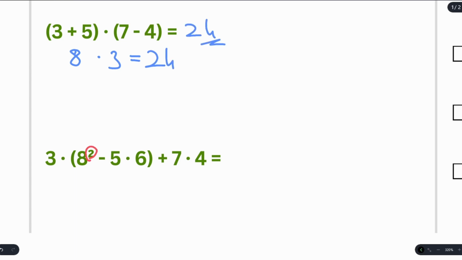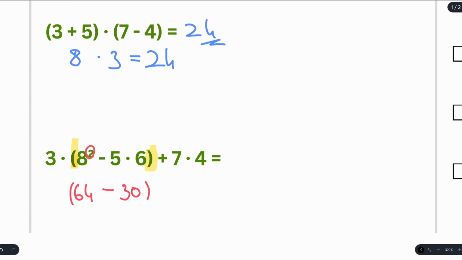Here we have a small 2 above the number 8, which means that we're multiplying 8 two times. 8 times 8. It's called an exponent. These exponents are also sometimes called power, so it's 8 to the power of 2, or 8 raised to the power of 2. So we can see it as a multiplication. We're starting from inside the parentheses first. 8 times 8, we're multiplying 2 times because of the 2, is 64, minus, now we're going to do the multiplication. 5 times 6 is 30.